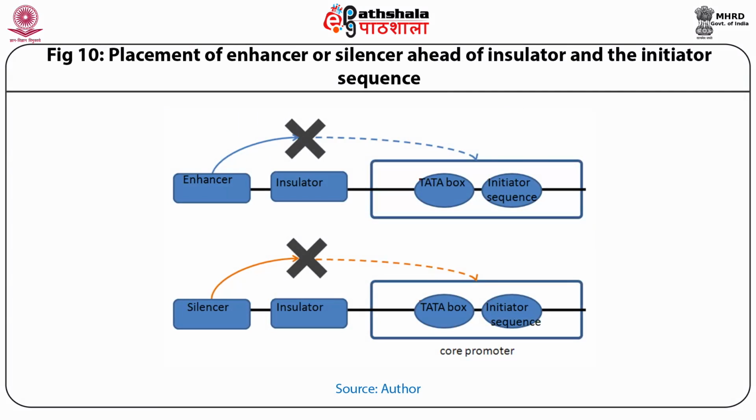Placement of enhancer or silencer can be ahead of insulator and the initiator sequence. Enhancers are DNA sequences which are regulatory in nature but capable of enhancing the transcription of a gene. Silencers are sequences of DNA responsible for reducing or shutting off the expression of a gene. Insulators are sequences of DNA responsible for regulating the effect of silencers or enhancers.